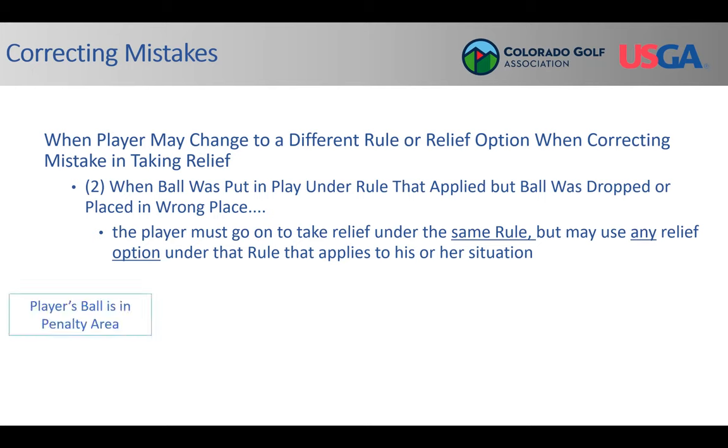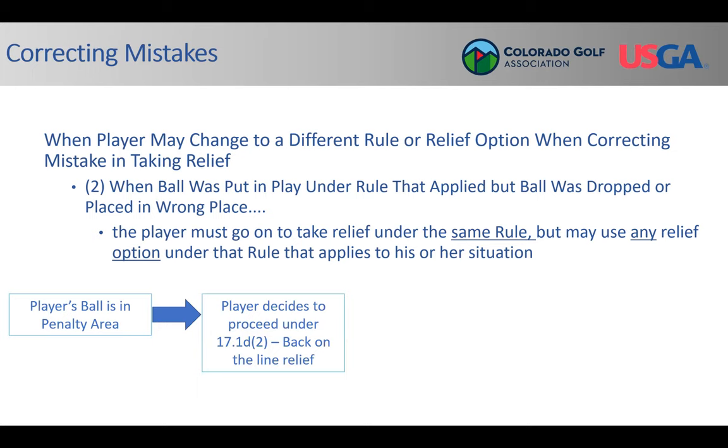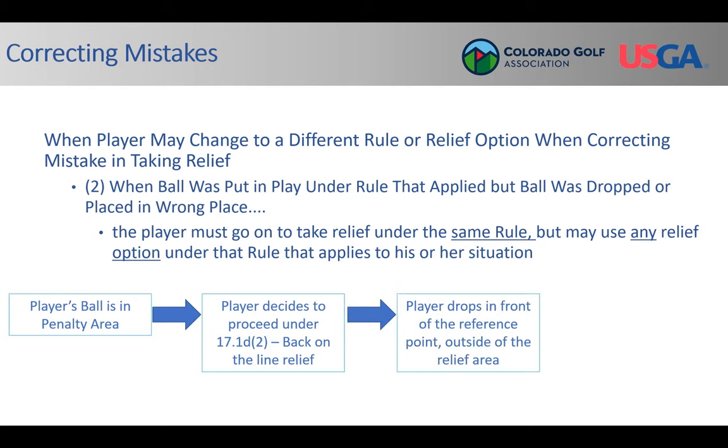So we'll see the same flow chart here. We'll kind of go through it step by step. So we have our ball back in that penalty area. We're deciding to proceed under back on the line relief. So we know we're going to go back on the line here. And I've got to update this, this is some old stuff from before 2023. But for this, let's just pretend that we dropped off the line in this case. And we know with 2023 going forward with back on the line, we have to drop on the line.